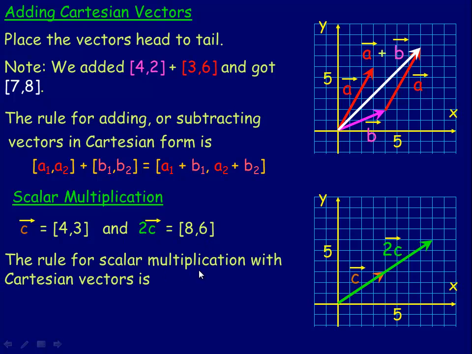The rule for scalar multiplication with Cartesian vectors is: if k is a scalar and [c1, c2] is the vector, then we just multiply the scalar in by all the components. So it would be [k c1, k c2]. And that's true for all k contained in the set of real numbers. That's what the capital R stands for.